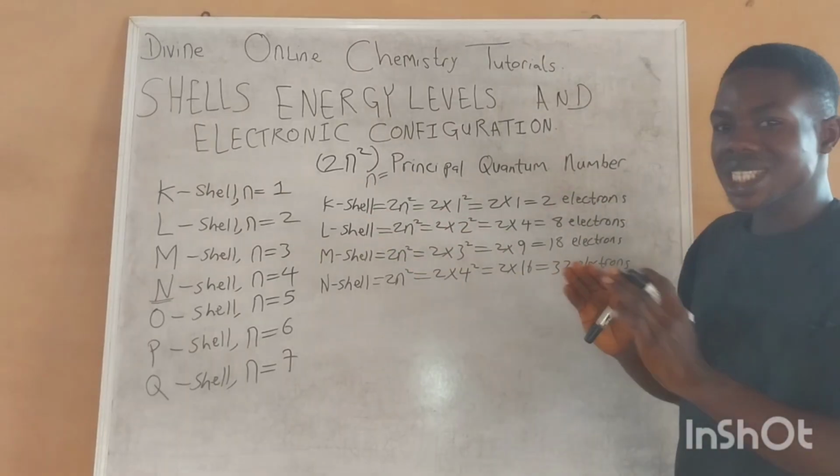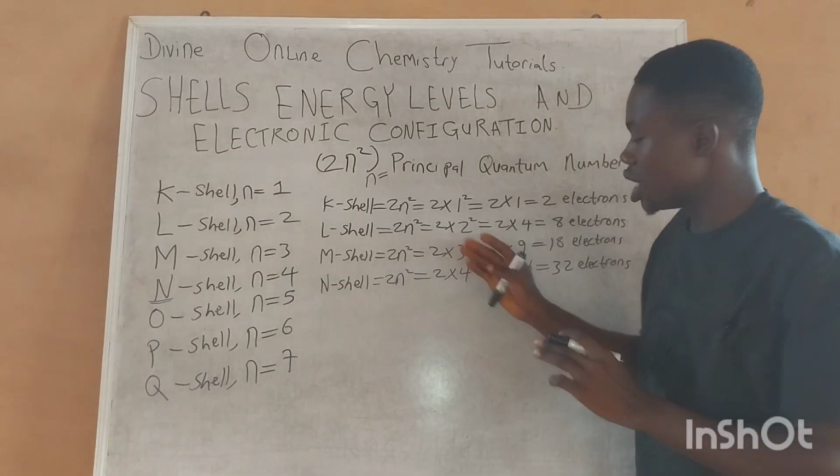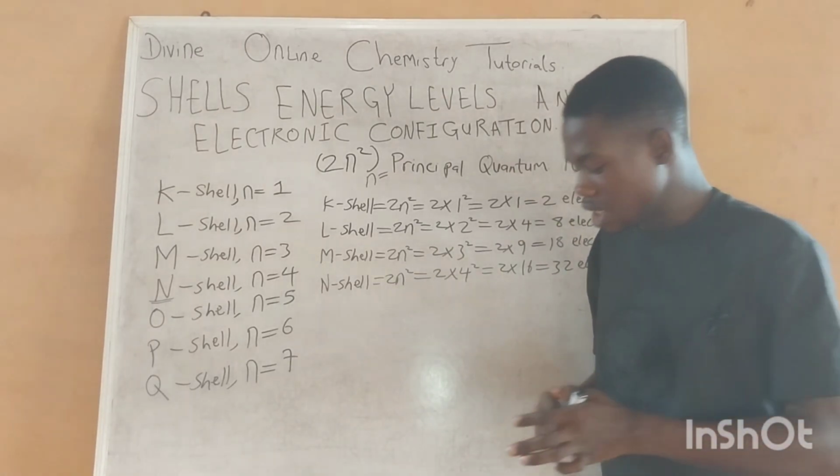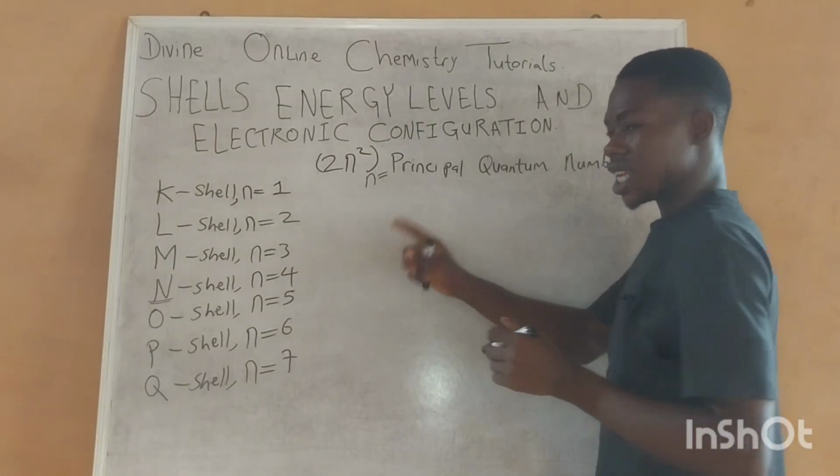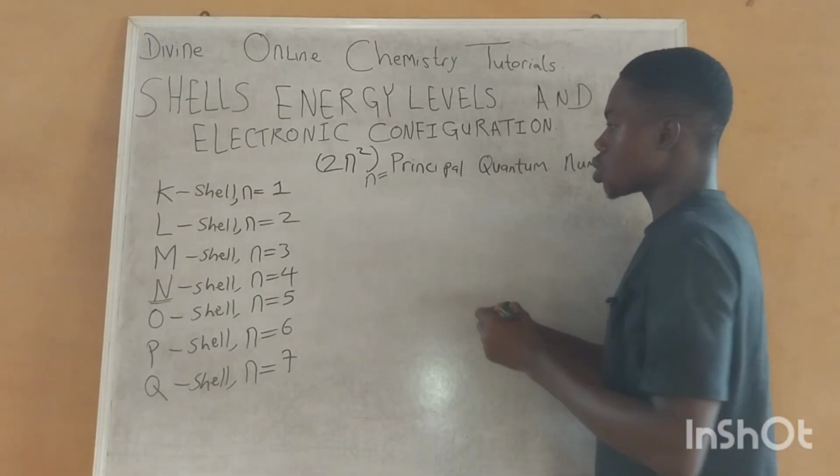Now from here, let's use elements to represent this shell method. Hydrogen is the first element in the periodic table, so I'm going to start with hydrogen.